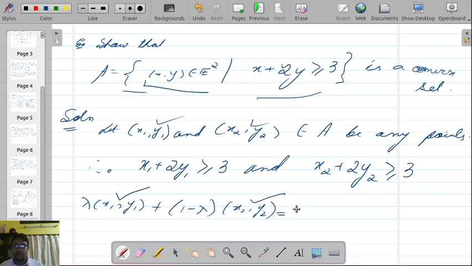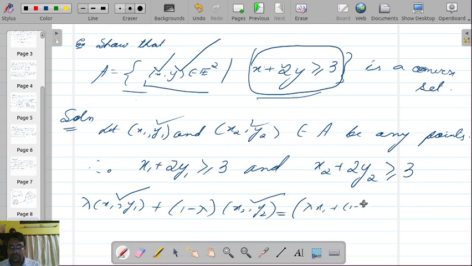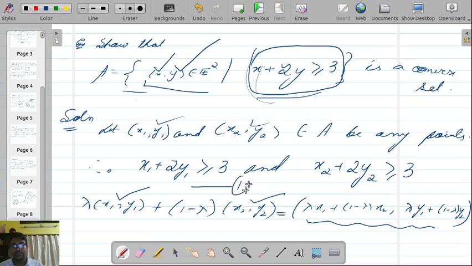So first let us compute this. Under what condition will this point belong here? If it satisfies this property. For that I need to identify the x coordinate and the second coordinate. If we simplify, this is lambda x1 plus 1 minus lambda x2, and here also lambda y1 plus 1 minus lambda y2. This is the point. This point belongs to this set if it satisfies this particular property. Meanwhile, let us call this inequation 1 and this inequation 2.